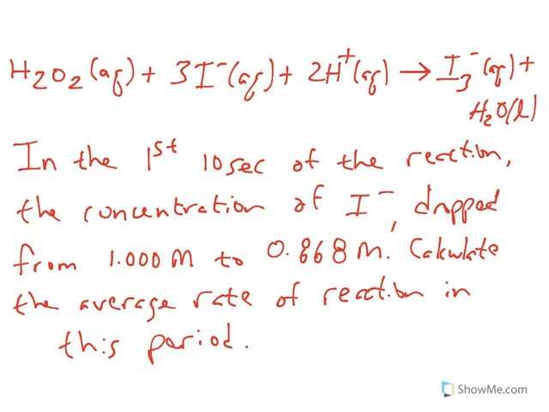So we're given a few numbers here. We've got time, which is going to be 10 seconds. And then we're given some concentrations here. So we have a concentration of iodine and time. Let's go to the next slide and put together what we've got.